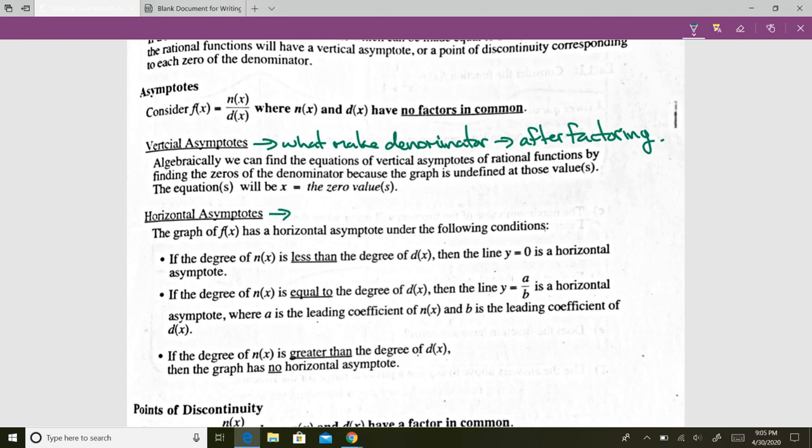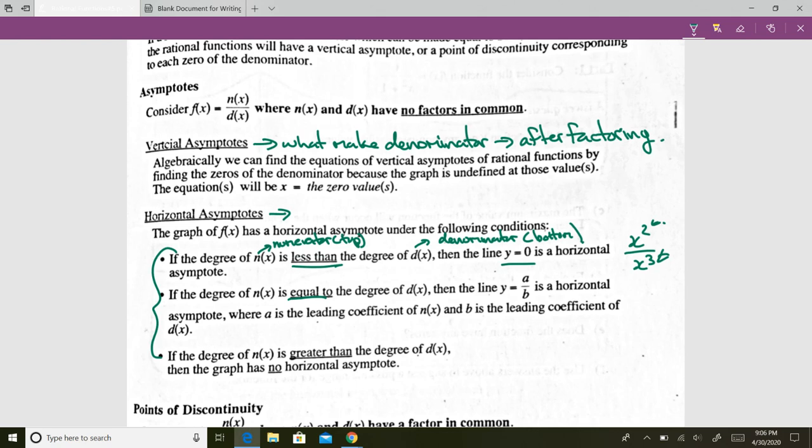Horizontal asymptote. Remember, these are the three rules that you need to remember. If the degree of n(x), the numerator, which is the top, is less than the degree of d(x), the denominator, which is the bottom, then the line y equals 0 is your horizontal asymptote. In other words, if it looks something like x squared over x cubed, degree 3, degree 2, therefore y equals 0 is your horizontal asymptote.